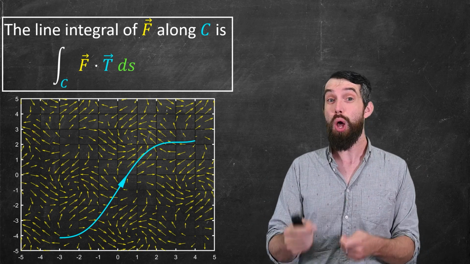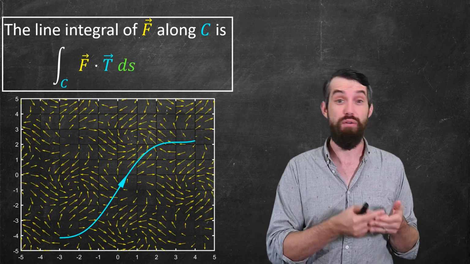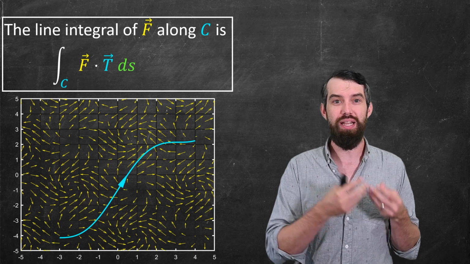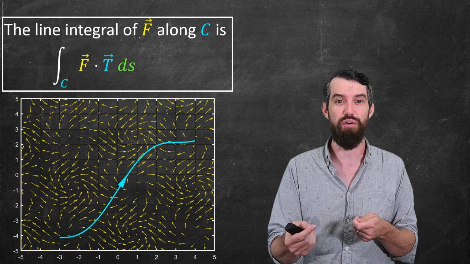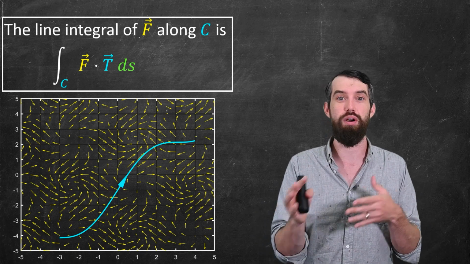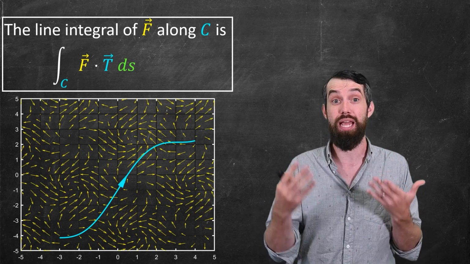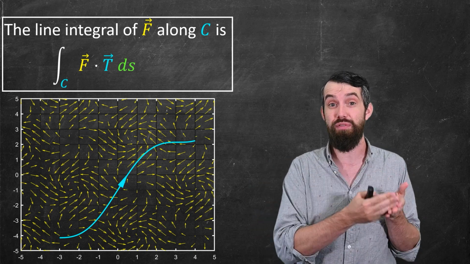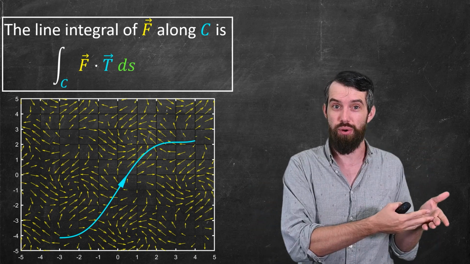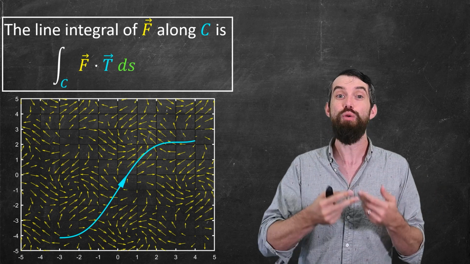And indeed, I've been talking about work so far in this video, that specific physics concept, but the concept of a line integral of a vector field along some curve is something that applies in many different scenarios. Work is just one of them. So this definition applies broadly. This is a definition we can understand because we previously understood the concept of a line integral. But the question now is, how do we compute it?